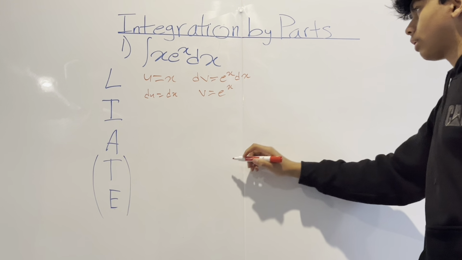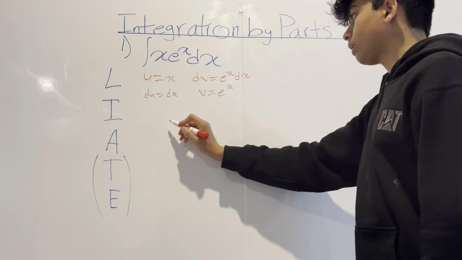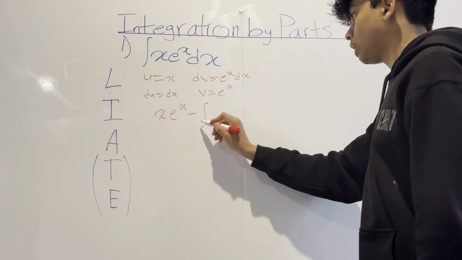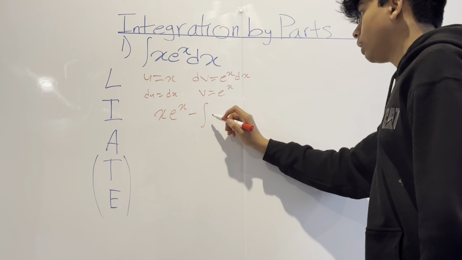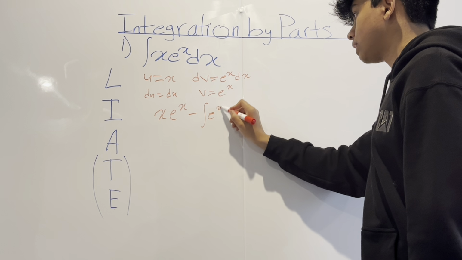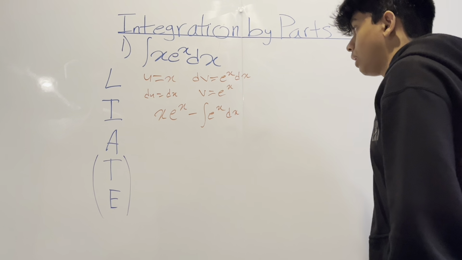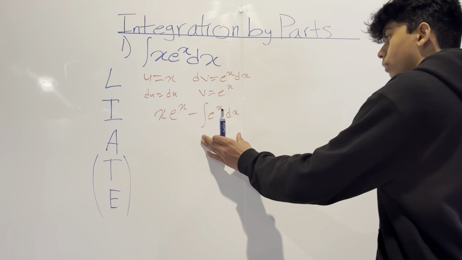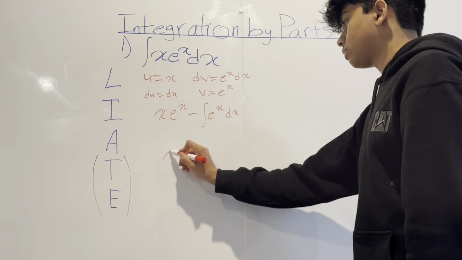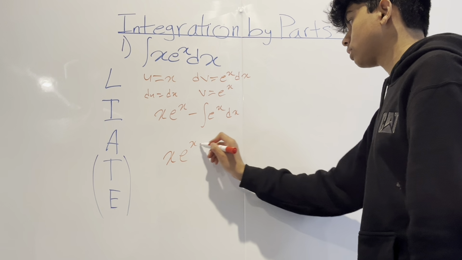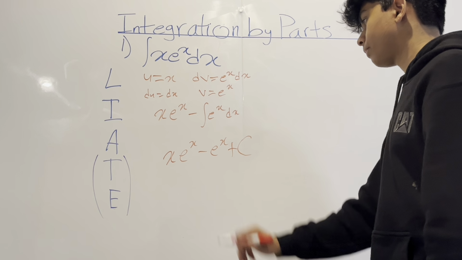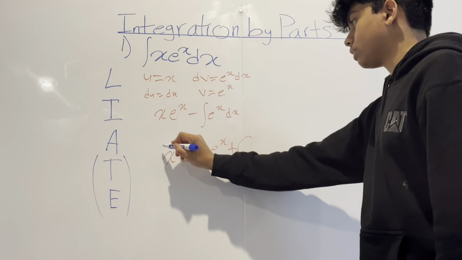Now let's plug it into our formula. So uv is equal to x e to the x minus the integral of v du. And here we see that du is equal to dx, so we're just going to leave it as e to the x dx. And we know that the integral of e to the x is just e to the x. So the final answer will be x e to the x minus e to the x plus c. And that is our final answer.